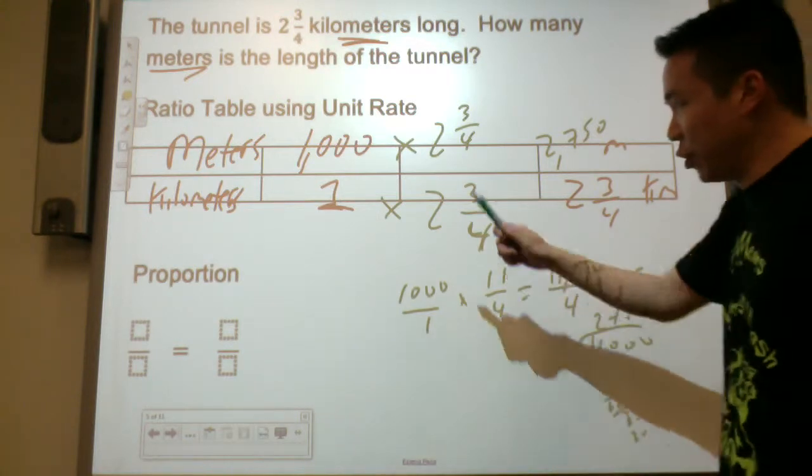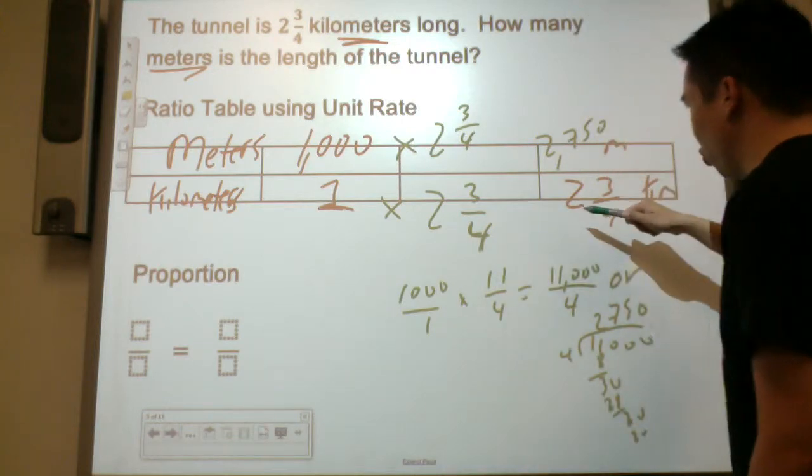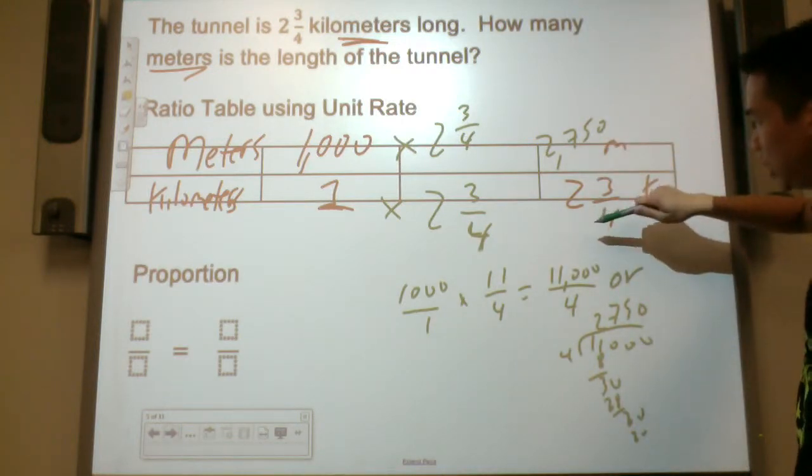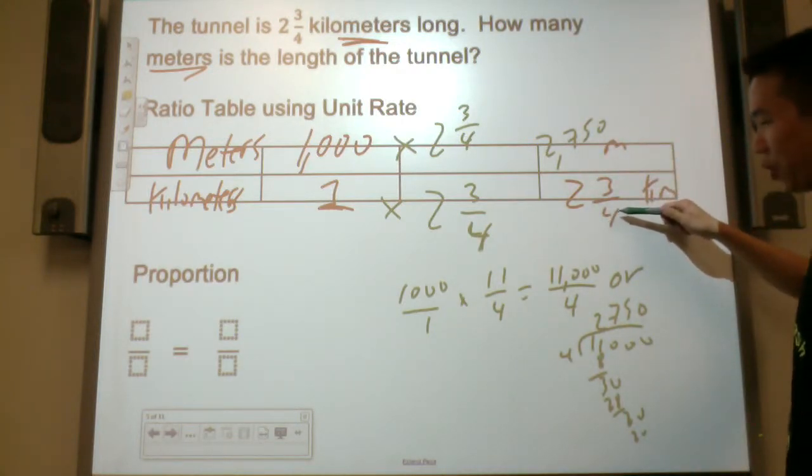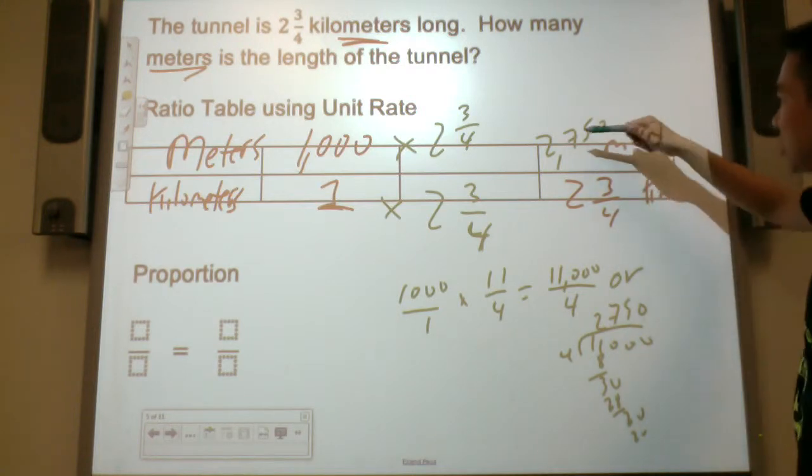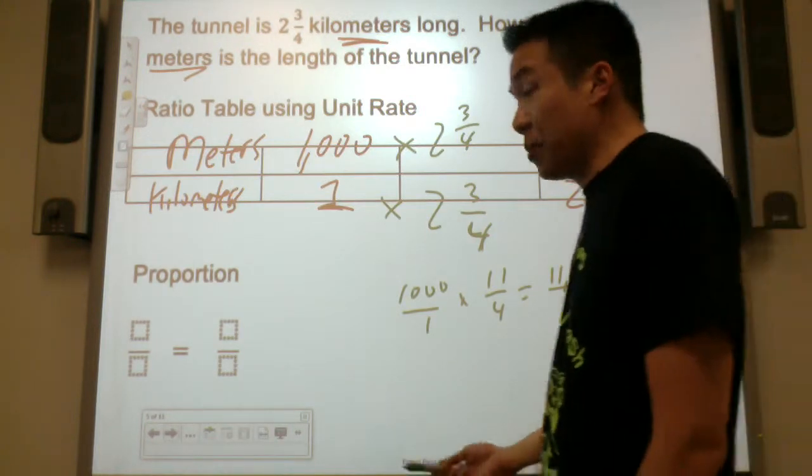Think about it. For every 1 kilometer there are 1,000 meters. So 1 kilometer is 1,000, 2 kilometers is 2,000, and 3/4 is the same thing as 750. Some people can do it in their head.